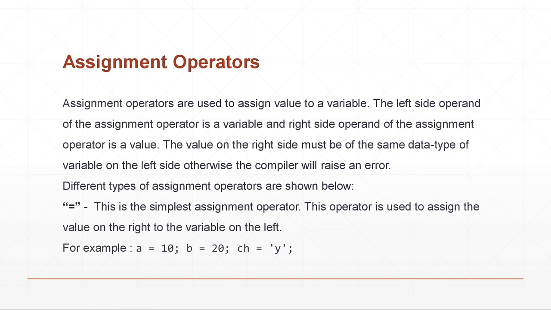Different types of assignment operators are shown below. Equal to is the simplest assignment operator. This operator is used to assign the value on the right to the variable on the left. For example, A = 10, B = 10, character = 'Y'.